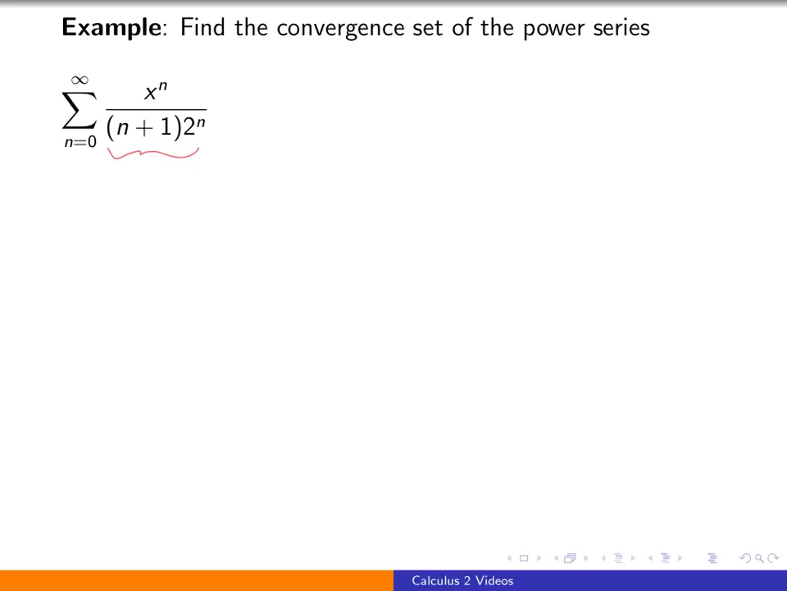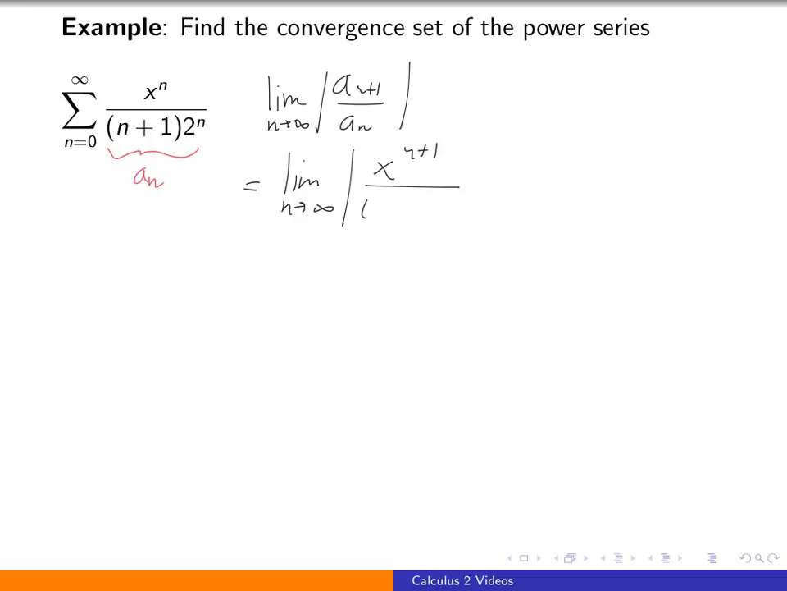We think of whatever we are summing as being our a sub n, and to apply the ratio test, we need to calculate the limit as n approaches infinity of the absolute value of a sub n plus 1 over a sub n. So it's a limit as n approaches infinity, a sub n plus 1 would be x to the n plus 1 over n plus 1 plus 1, so that would be n plus 2, and then 2 raised to the n plus 1 power. And instead of dividing by a sub n, we multiply by its reciprocal, n plus 1, 2 to the n, all over x to the n.